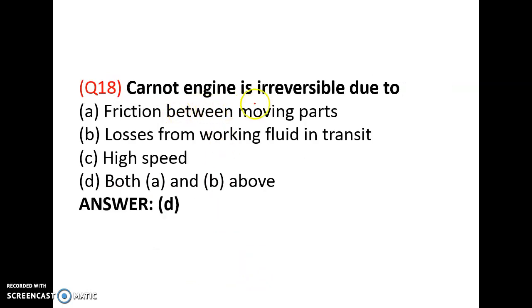A Carnot heat engine is irreversible due to friction between moving parts, losses from working fluid in transit, high speed, or both A and B above. It is not due to high speed. Friction between moving parts makes it irreversible, and losses from the working fluid make it irreversible. So A and B are correct, so option D is correct.